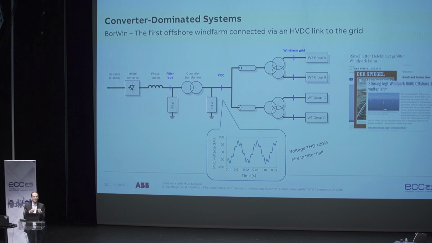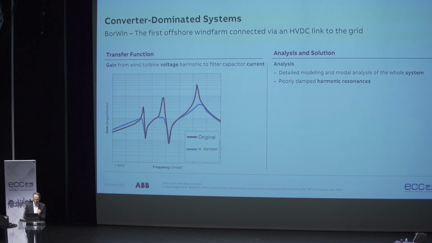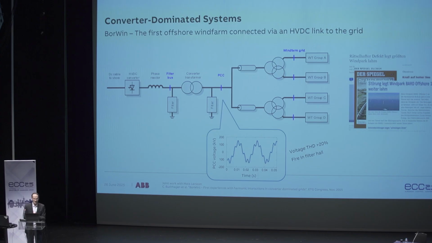So you need to actively dampen these harmonics. And the biggest player here is the HVDC converter station. So the HVDC converter station is by far the strongest one, and hence we added this damping loop to the HVDC converter to remove these resonances, to keep them at bay. And since then this has worked very nicely, and offshore wind has become a success story.